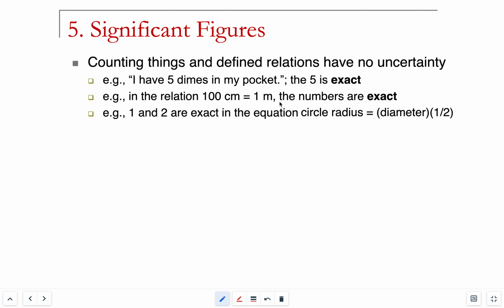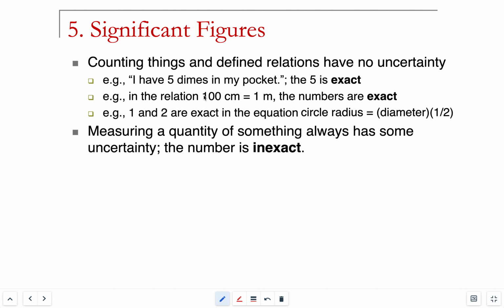And then finally, numbers that you see in equations, for example, the radius of a circle is equal to 1/2 times its diameter. Both the 1 and the 2 have no uncertainty in them either. In fact, probably the easiest way to think of this is any time you look at numbers in an equation, if there are no units associated with them, like centimeters or meters, then there's no uncertainty in it. And the other thing is if you see a relation that's well defined, there's no uncertainty. Now, let's take a look at some measurements where there always will be some uncertainty.